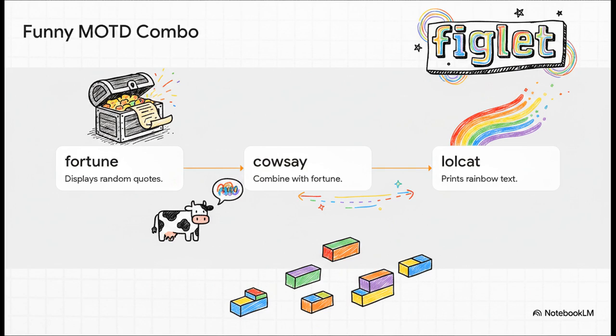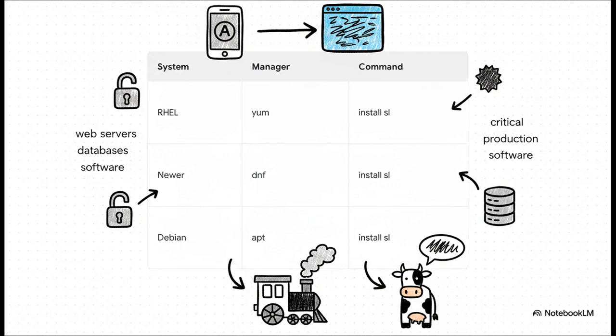You can also pipe a giant figlet banner into lolcat for a massive colorful title. You're basically just playing with digital Lego blocks here. Of course, to get these fun commands, you do have to install them first. But whether you're using apt on Debian or Ubuntu, yum on older RHEL setups, or DNF on newer systems, practicing these installations actually builds your muscle memory.